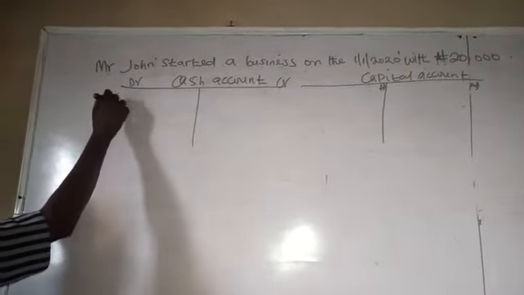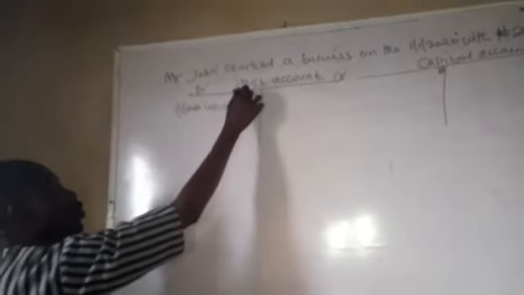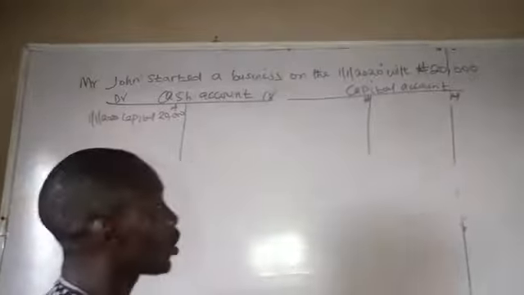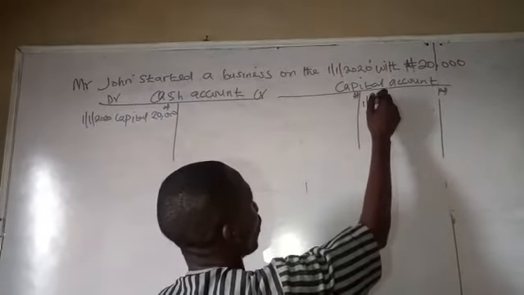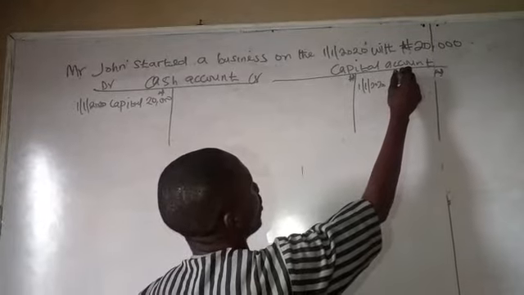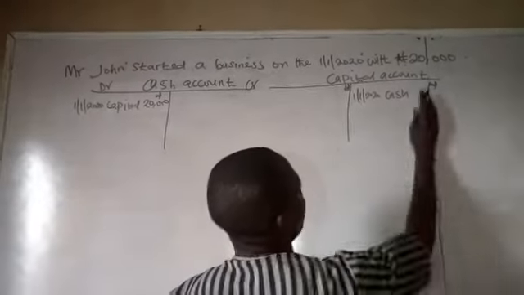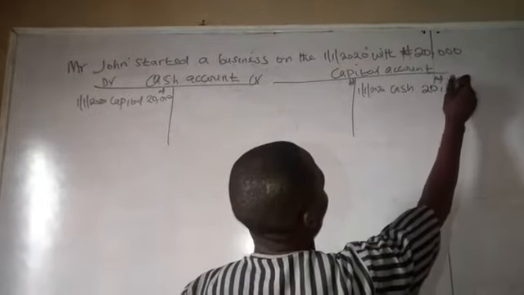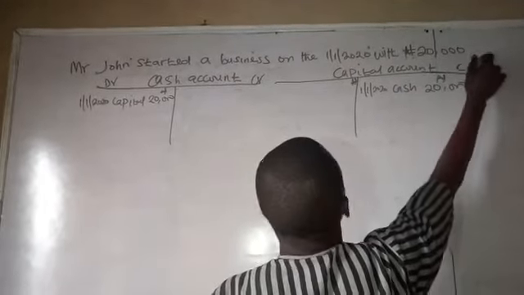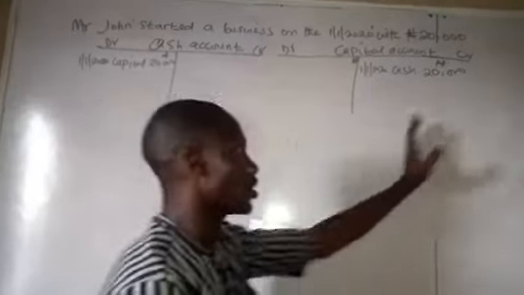Now, the cash account will be debited on the 1st of January 2020, capital, 20,000 naira. Then the corresponding credit entry will be on the capital side against what? Cash on the 1st of January 2020, cash, 20,000 naira. By this, we have been maintaining the principle of double entry system by debiting the receiving value and crediting the what? The giving value.